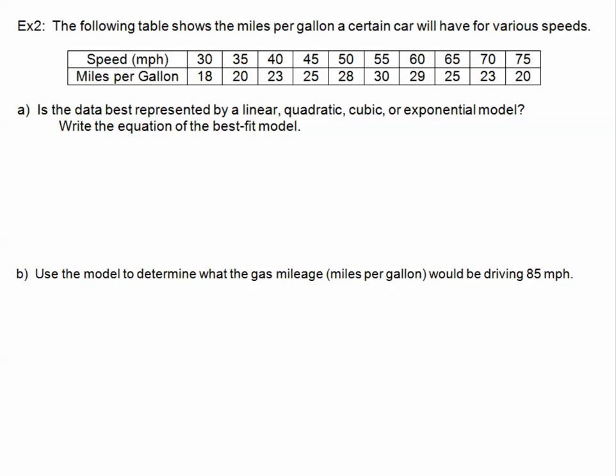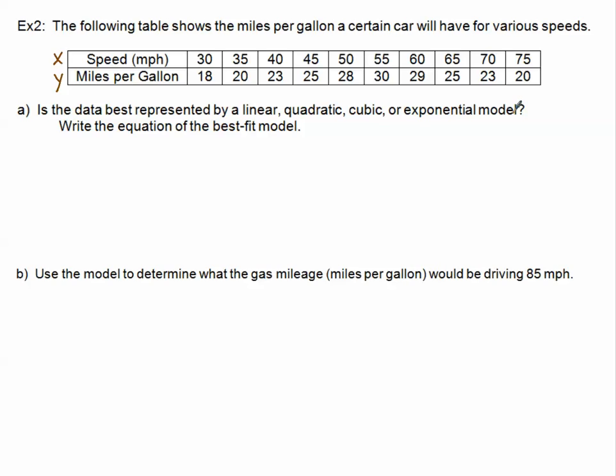It says the following table shows the miles per gallon a certain car will have for various speeds. Now this time it did not tell us which one is X and which one is Y. So typically when they don't tell you what variable is what, the top of your table will be your X values and the bottom of your table will be your Y values. So our first question is, is the data best represented by linear, quadratic, cubic, or exponential models?